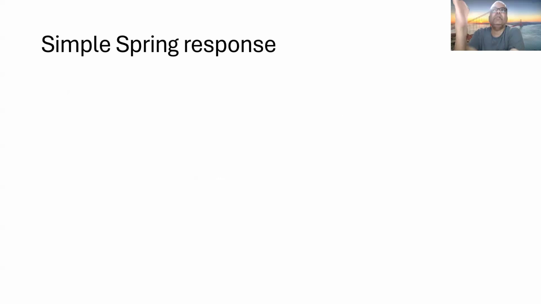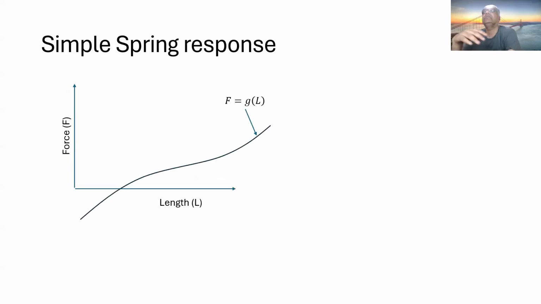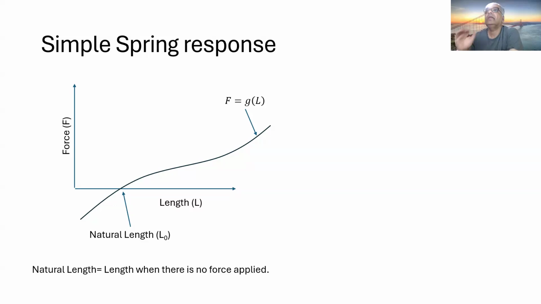If you look at a simple spring response, you will see that there is some curve, and that curve is given by some function F equal to g of L, and the place where it crosses the x-axis is called the natural length, L naught. We can use that in a convenient way. By the way, the natural length is the length when there is no force applied.